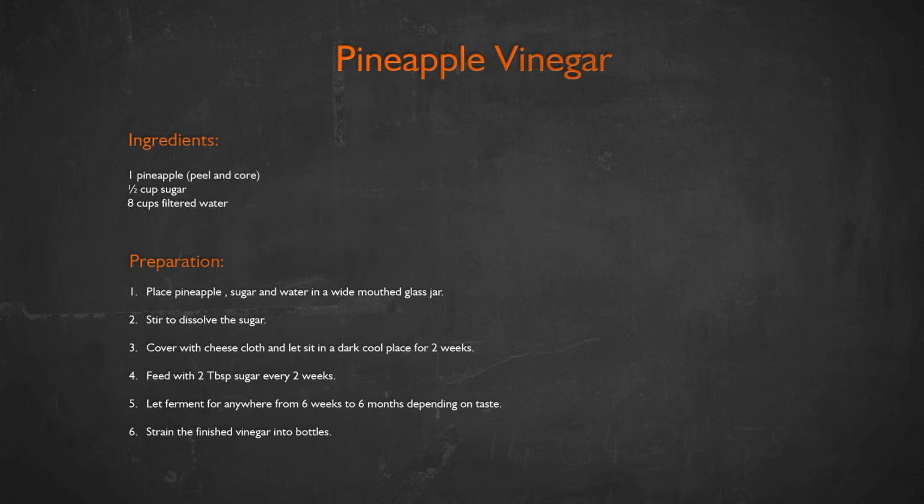Here now is a recipe for making your own vinegar from fruit, and in this case it's a pineapple vinegar. So here we're starting out not with wine and not with a normal sugar content, but we're starting out with pineapple. And the recipe is very simple. You just take the pineapple, you add sugar, you then add some water, and then you cover it with a cheesecloth and you put it in a dark, cool place from 6 weeks to 6 months. And every 2 weeks you add some sugar.